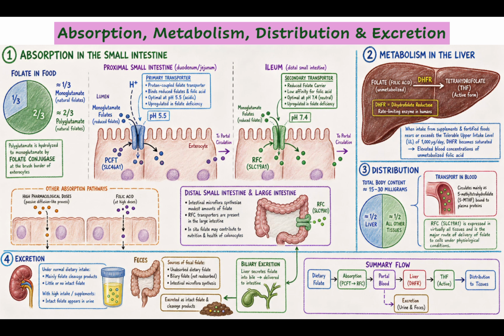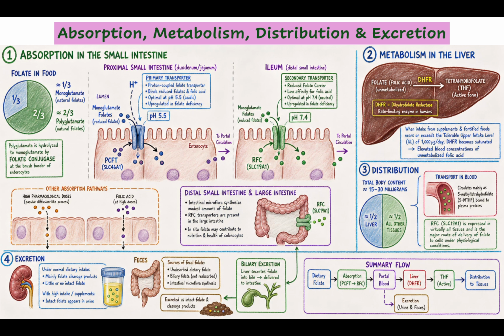This action is rate limiting in humans, leading to elevated blood concentration of unmetabolized folic acid when consumption from dietary supplements and fortified foods nears or exceeds the tolerable upper intake level of 1000 micrograms per day. The total human body content of folate is estimated to be approximately 15 to 30 milligrams, with approximately half in the liver. Excretion is via urine and feces.